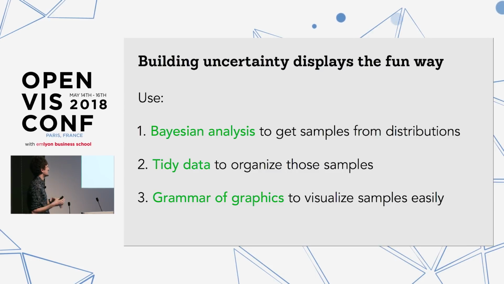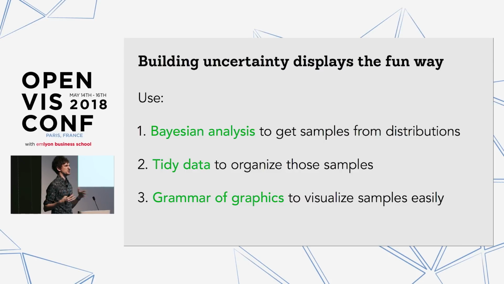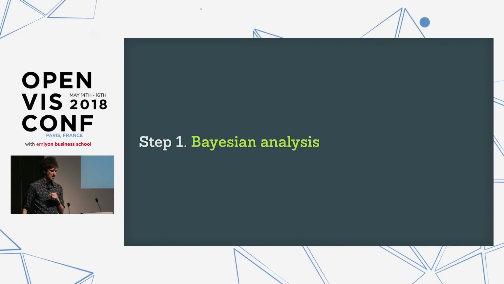I think the nice thing about the grammar of graphics is it's kind of spreading everywhere, and so it's a very useful way of thinking about visualization if you want to prototype across many tool sets. OK, so step 1, Bayesian analysis.